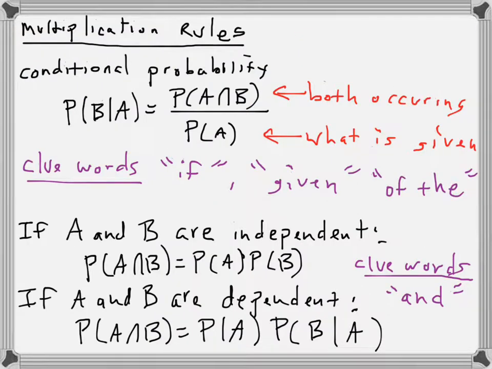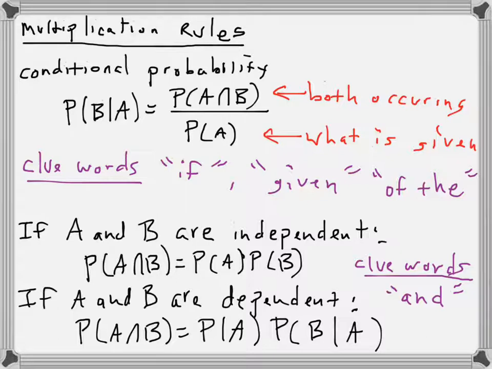Okay, multiplication rules. Conditional probability, start out with that one. That is the probability of B given A. That's what's the probability of B occurring given that event A has occurred. Well, that's the probability of A and B divided by the probability of A. So it's always going to be the probability of both happening. That's the numerator. And then on the denominator, it's the probability of whatever event was given.